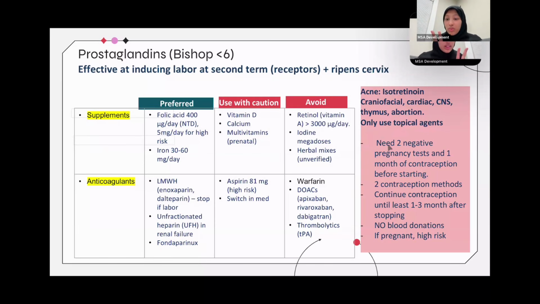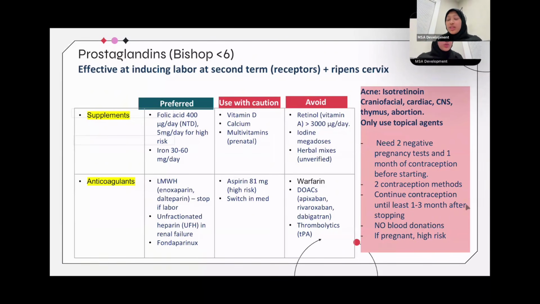You need two negative pregnancy tests and 1 month on contraception before starting this even. You need two contraception methods on isotretinoin to make sure the person does not get pregnant accidentally, and you continue contraception at least 1 to 3 months after stopping because the effect will stay for a longer time, because of the half-life. Do not do blood donations on isotretinoin, because you can transfer it to pregnant women.